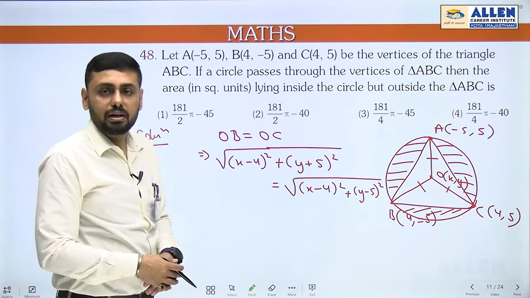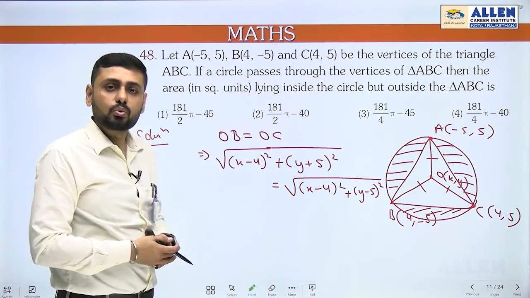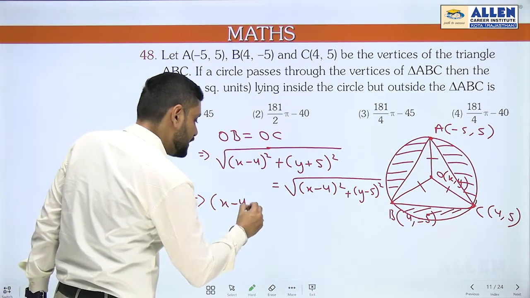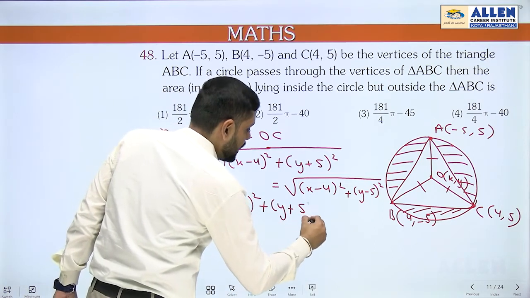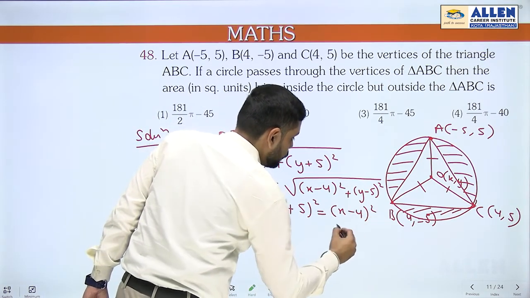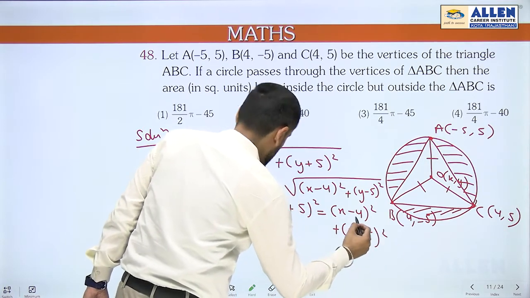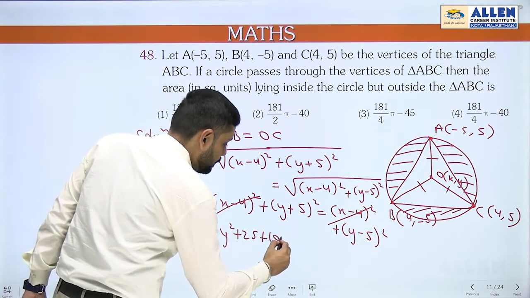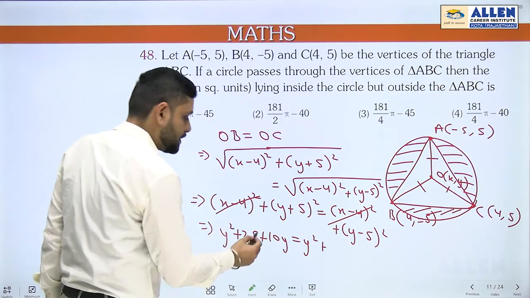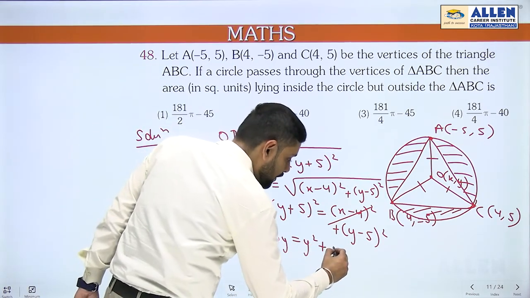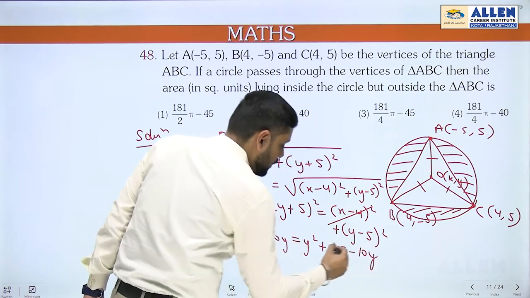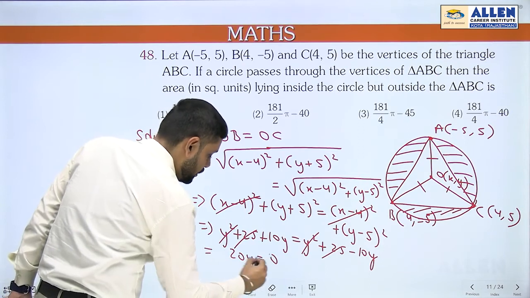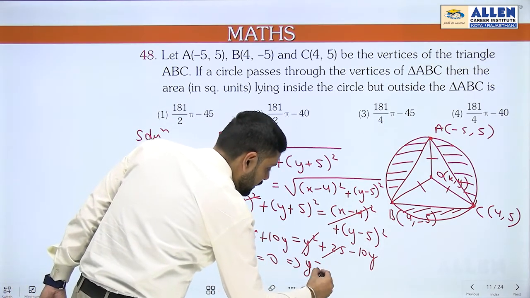So in this way we have used the distance formula, and now we'll do the squaring on both sides to remove this under root part. So we will get x minus 4 square plus y plus 5 square equal to x minus 4 square plus y minus 5 square. Now we'll cancel this term. We will get y square plus 25 plus 10y equal to y square plus 25 minus 10y. The y square and 25 get cancelled. So we'll get 20y equal to 0. It means the value of y is 0.